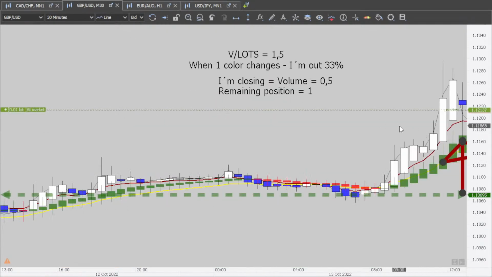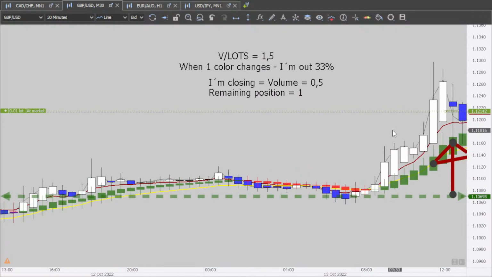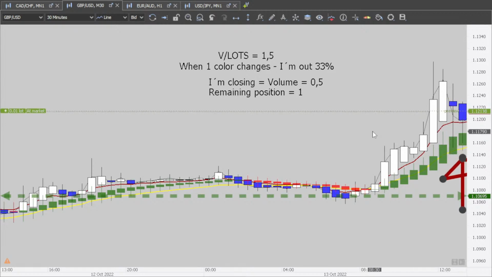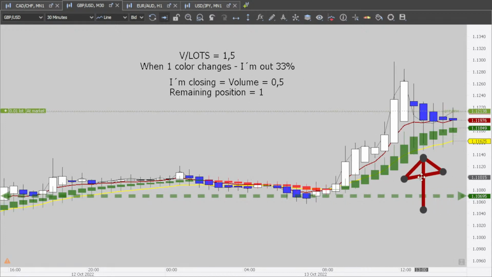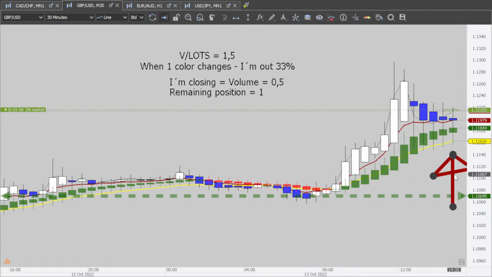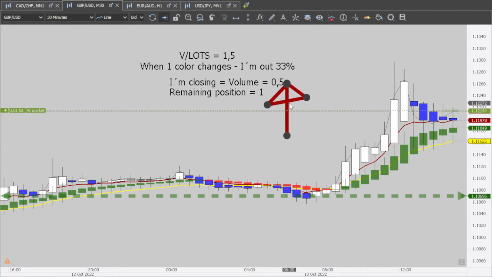Let's see how this is going to play out so far. Now it's still blue, so the same indicator. See everybody, because I went out here 33%, now I am losing less. Blue, blue, blue, blue, and we are here right now. If the next candle is going to be white, then I must what?